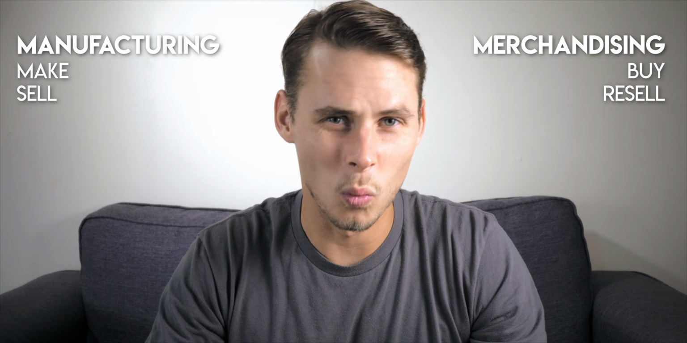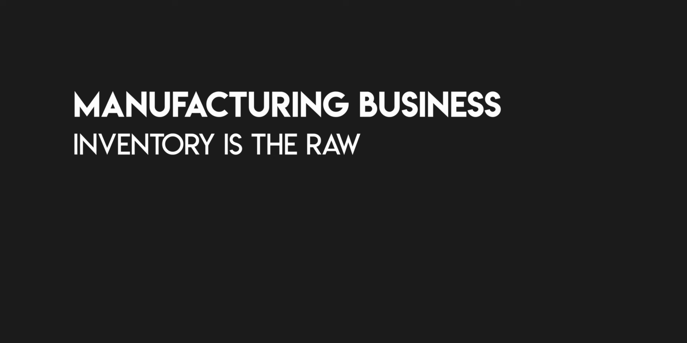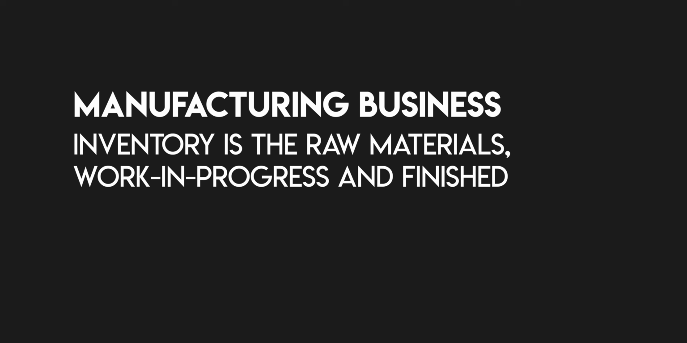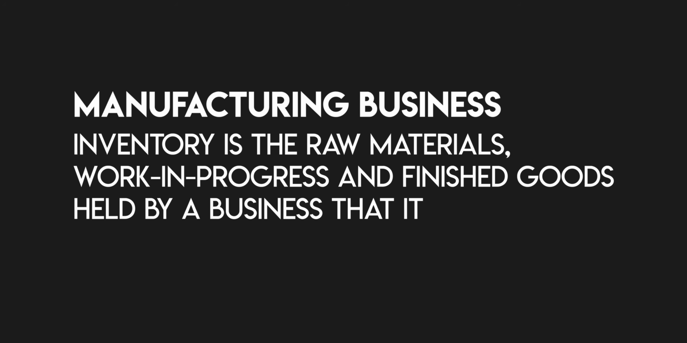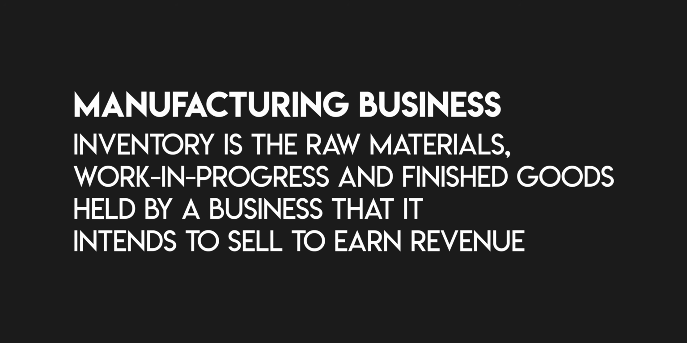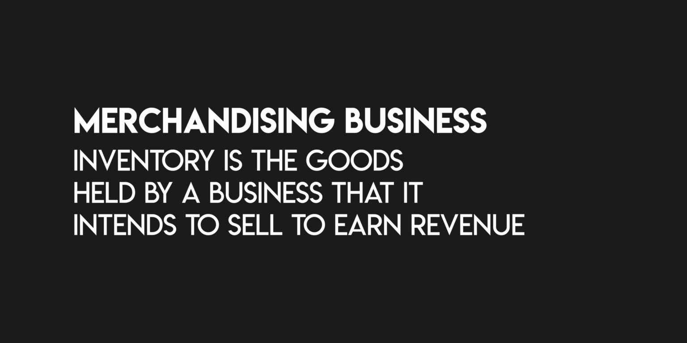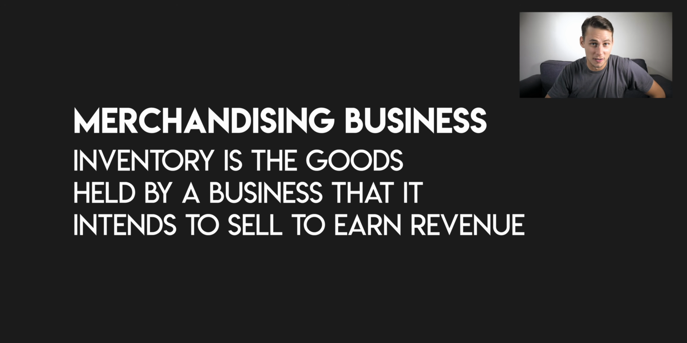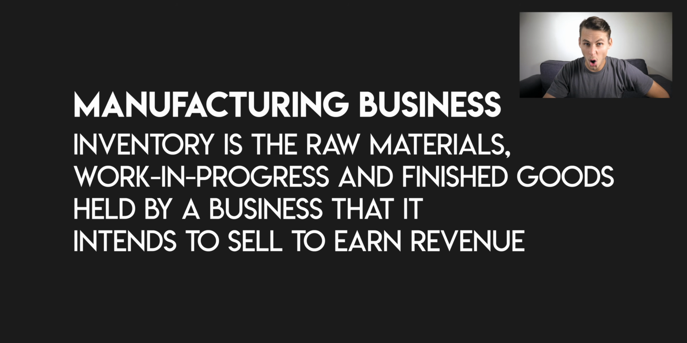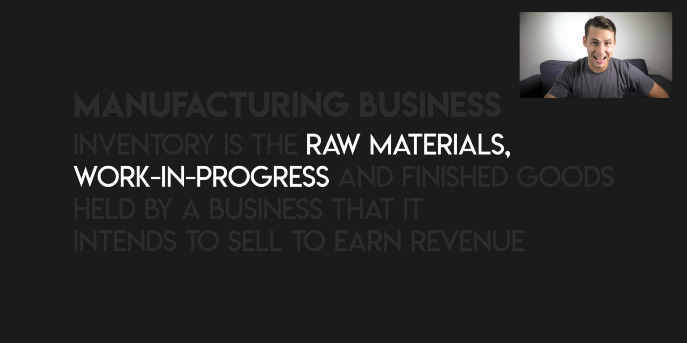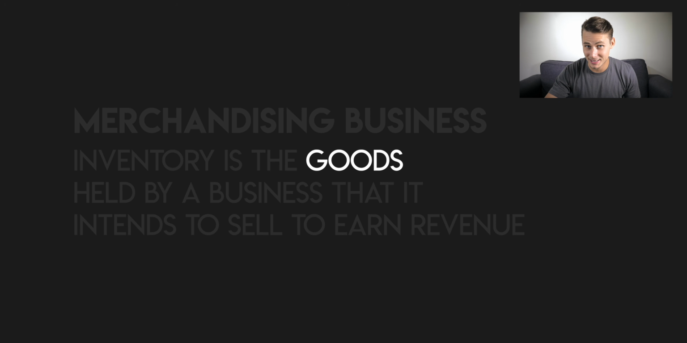Okay, so with that in mind, what is inventory? Well, in a manufacturing business, inventory is the raw materials, work in progress, and finished goods held by a business that it intends to sell to earn revenue. However, in a merchandising business, inventory is the goods held by the business. So you see, the definition for inventory in a merchandising business is a bit simpler. Manufacturing businesses hold 3 different types of inventory: raw materials, work in progress, and finished goods. Whereas merchandising businesses only have 1 type of inventory: goods.